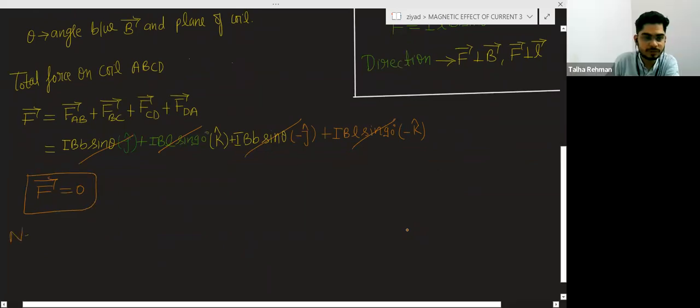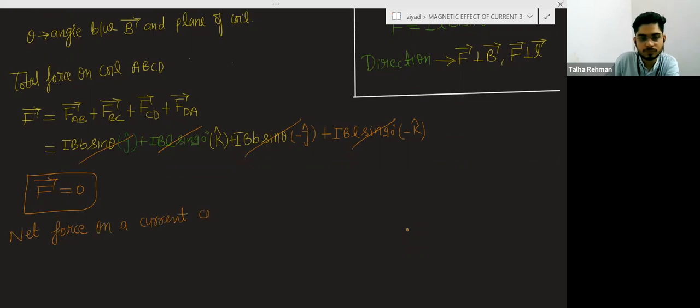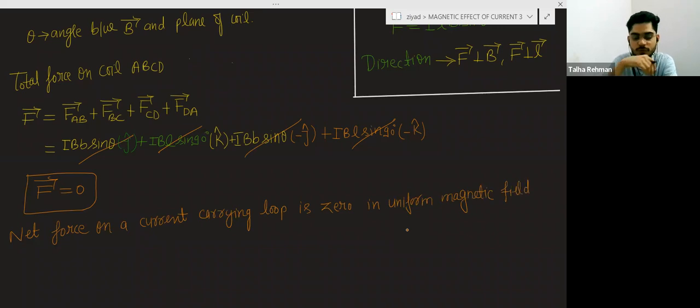So you can write: net force on a current carrying loop is 0 in a uniform magnetic field. So the force is 0.